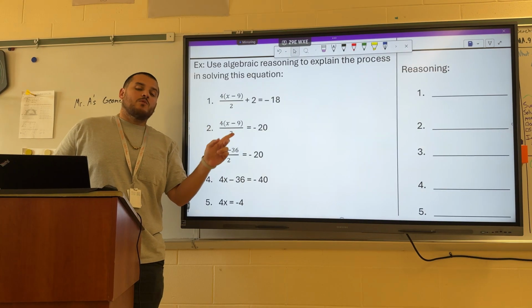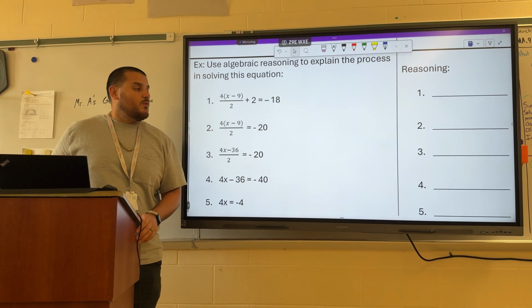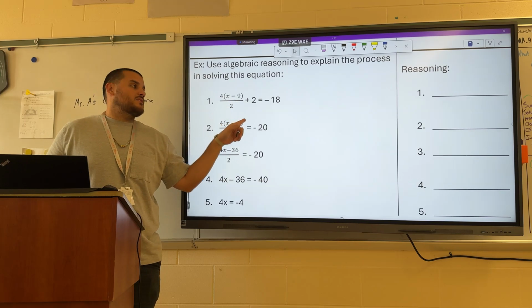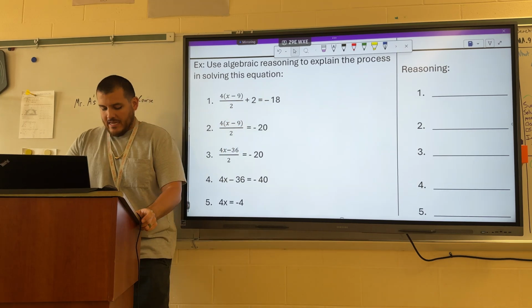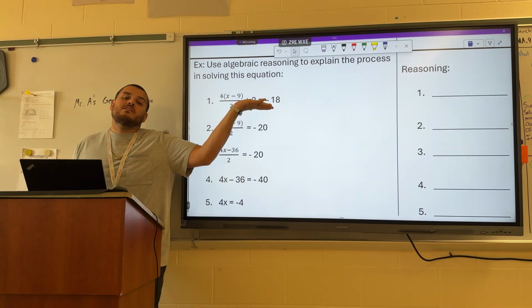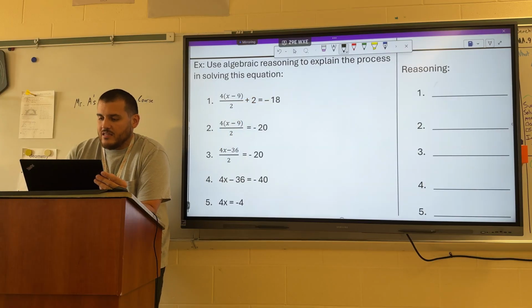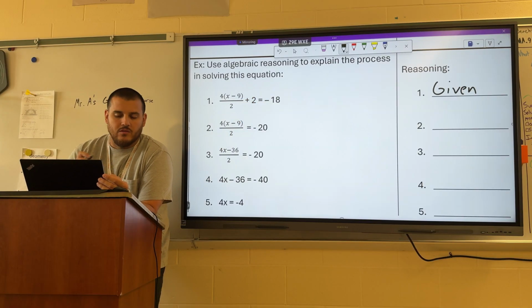Let's do this one more time with a bit of a more complicated problem here. We have 4 times x minus 9, divided by 2, plus 2 equals negative 18. The reason that equation is true is because it was given to us.